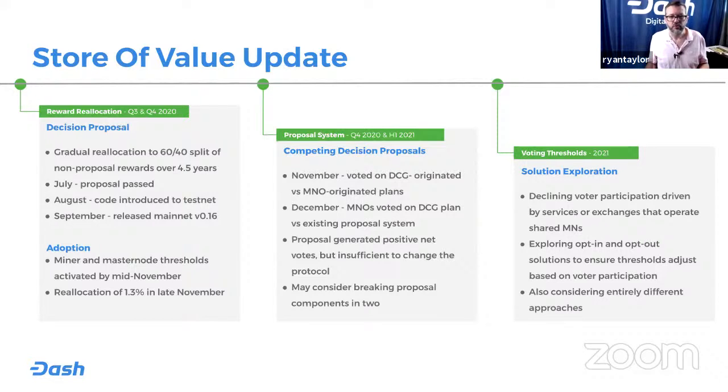The outcome of that vote was that the DCG originated plan garnered a larger number of net votes. And therefore, in the December cycle, we voted again, in order to compare the DCG plan against the existing proposal system. In order to pass, we needed the 10% net votes. And the proposal did generate positive net votes, but it wasn't sufficient to change the protocol.